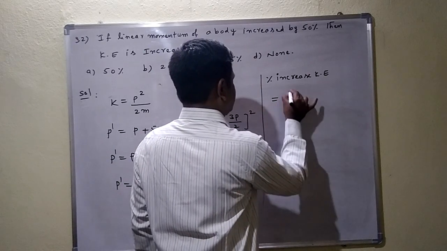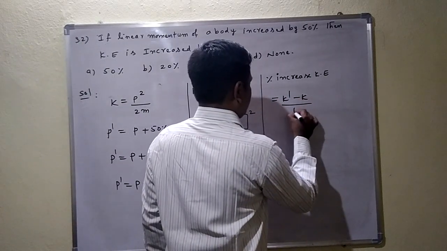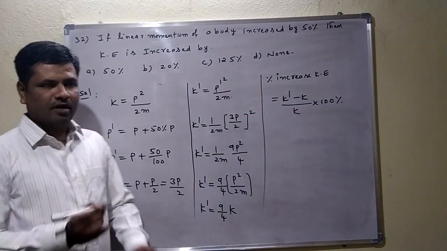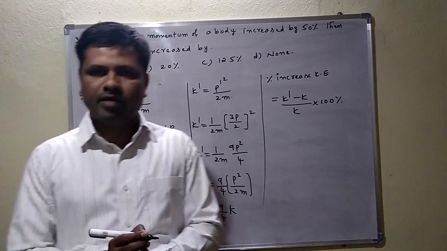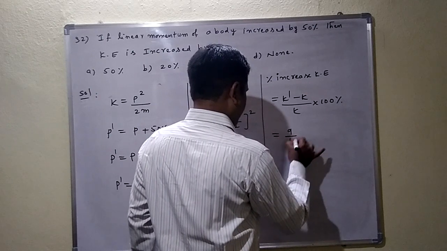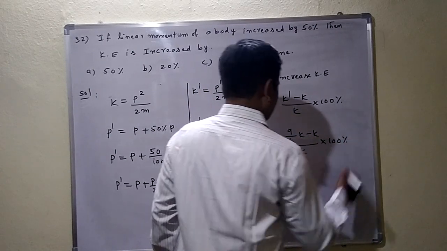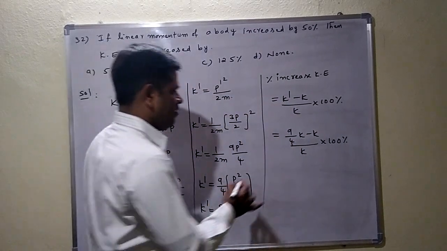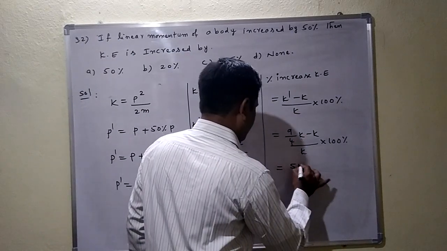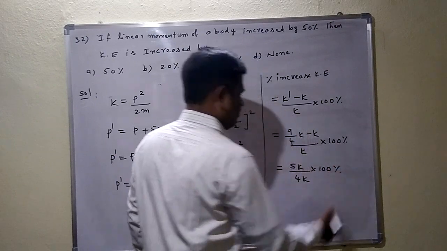The formula for percentage increase in kinetic energy is K dash minus K by K into 100%. We can use this formula. Here K dash is equal to 9 by 4K, so (9 by 4K minus K) by K into 100%. Now when calculating this one we get 9K minus 4K, that is 5K, by 4 into K, which is 4K, into 100%.